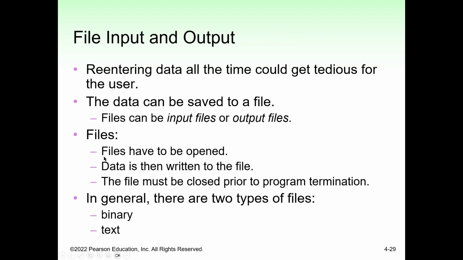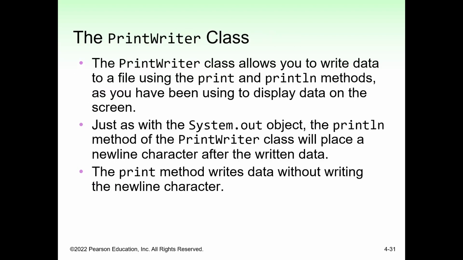So first of all, a file, if you want to work with it, you have to open it. Then you can either write data to a file or read data from a file, and then you have to close that file. There are two types of files in general, binary and text, and files can either be input files or output files.